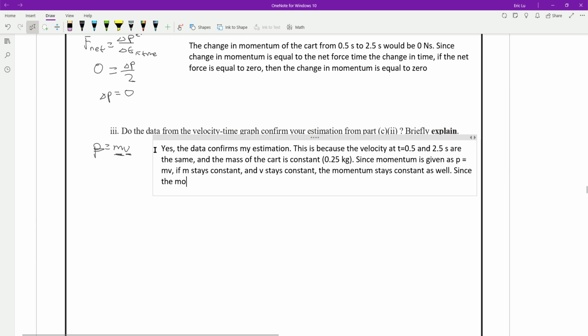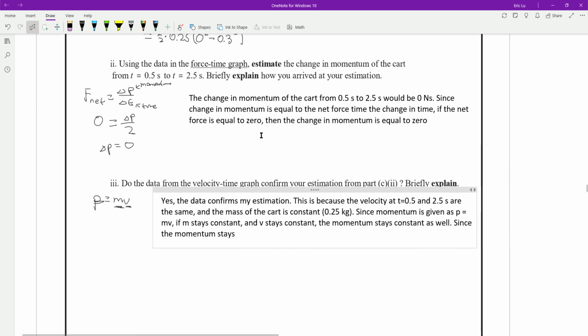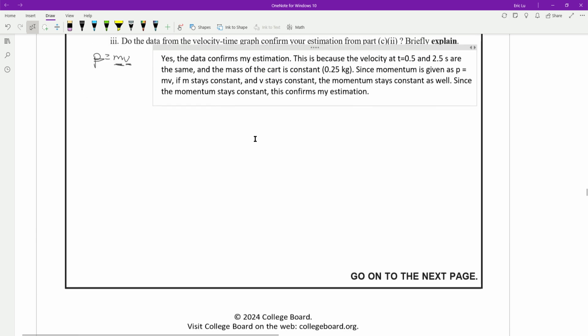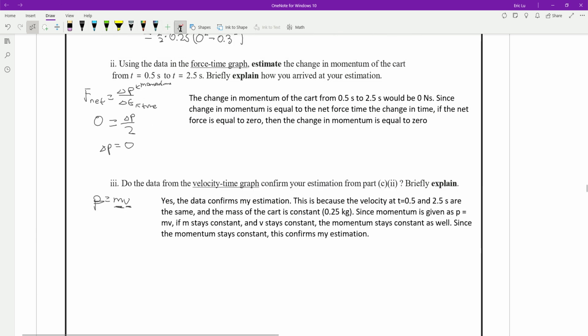Since the momentum stays constant, always tie it back to the question. Since the momentum stays constant, this confirms my estimation. Another way you could do this is by doing delta P equals m delta V. It's basically the same thing, but probably a more accurate and scientifically accurate approach. And you could say that delta V equals 0, so delta P must be equal to 0.